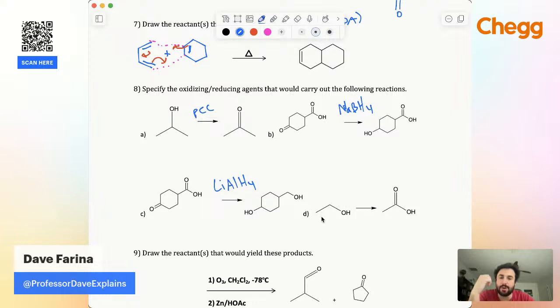And then over here, we're going from the primary alcohol to the carboxylic acid. That's obviously an oxidation. And we need a strong oxidizing agent. Let's say something like potassium permanganate. That will do it because a softer one, where if we went to the aldehyde, that would be PCC. That's a soft oxidizing agent. We need a harder one because we're going all the way to the carboxylic acid. So that would be potassium permanganate. Okay, so that is our time.